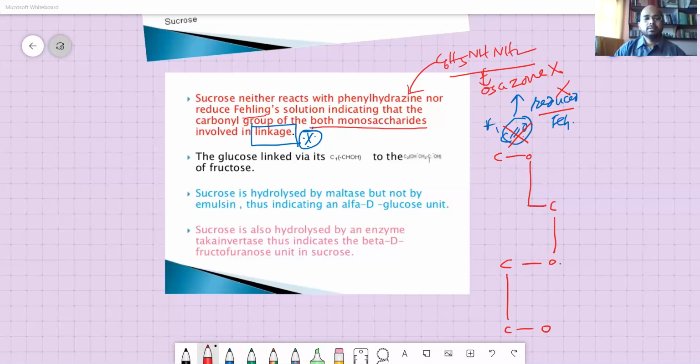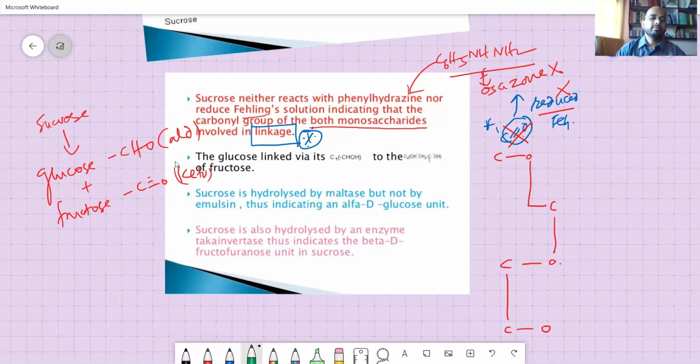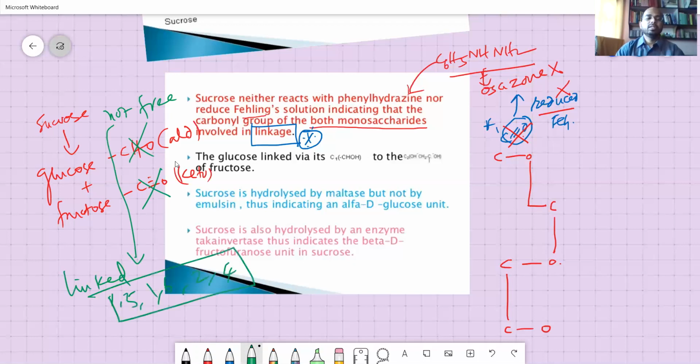Okay, so this particular sucrose is having glucose, which has a CHO group, plus fructose, which has a keto group. In glucose it is the aldehyde group, in fructose it is the keto group. But remember, these are not free, which means they are linked. How are they linked? 1,5 link, 1,6 link, 2,4 link. We have already seen how the linkage is in the previous classes.